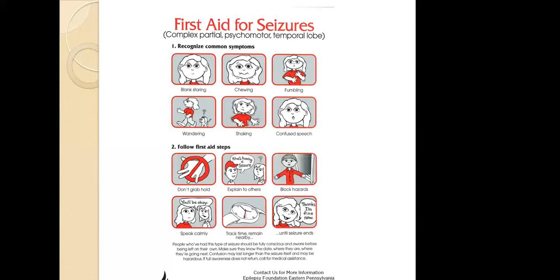You should try and block the hazard. So if there are stairs, don't let them go to the stairs. If they're walking around, try and stop them from hitting things. And speak very calmly to the person. Track the time, same as in the tonic-clonic seizures. And when it ends, same as the other one, explain to them. They won't remember. You'll tell them what happened and they'll say, no, that didn't happen. You try and explain very calmly to them what happened and try and see if they've had this before or if it's the first time.